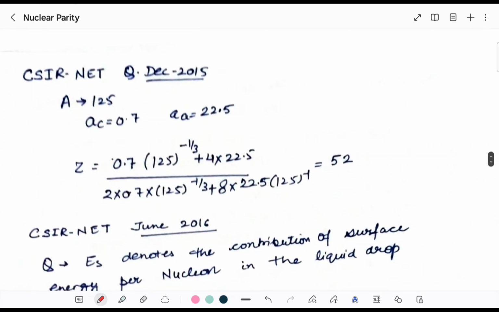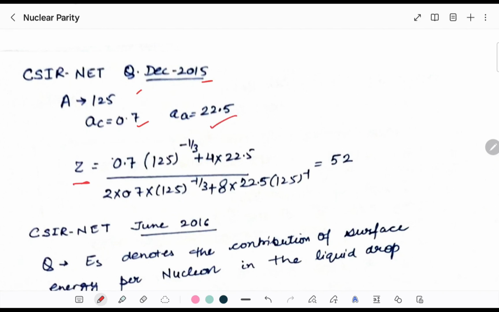In the CSIR NET exam, one question was asked in December 2015 in which A was given, AC was given and AA was given. We need to calculate the value of Z. We just put all these values in our previous formula and we'll get the answer 52.